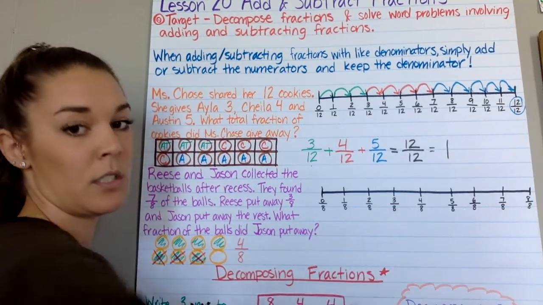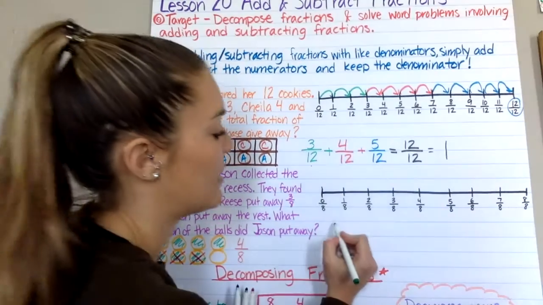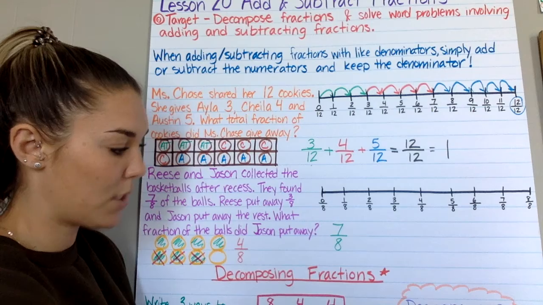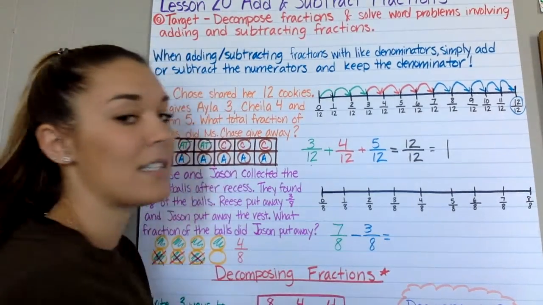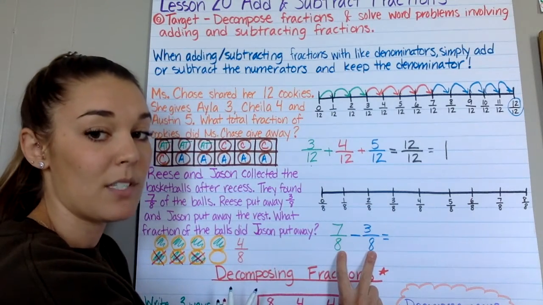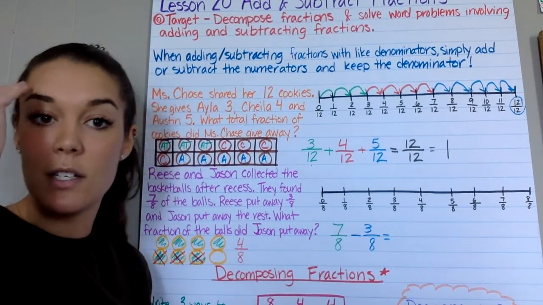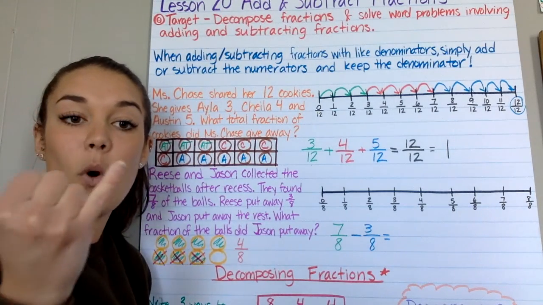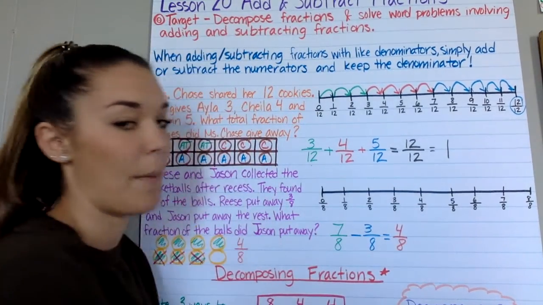Let's do that equation out with the fractions. So the boys are starting with 7/8 of the basketballs. Reese puts away 3/8. And we need to see what is left that Jason put away. So since these have like denominators, we're able to subtract across the numerators. So 7 minus 3. So start at 7 and count back, or you could start at 3 and count up. So if I start at 3, 3, 4, 5, 6, 7. So that's going to give me 4/8. I keep my denominator.